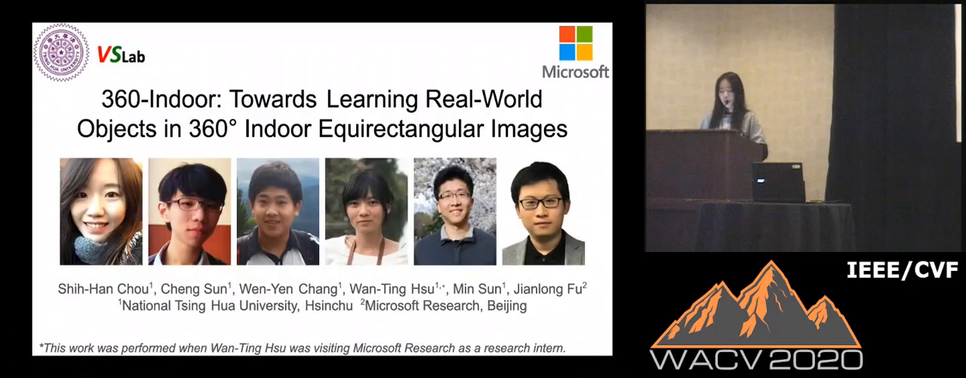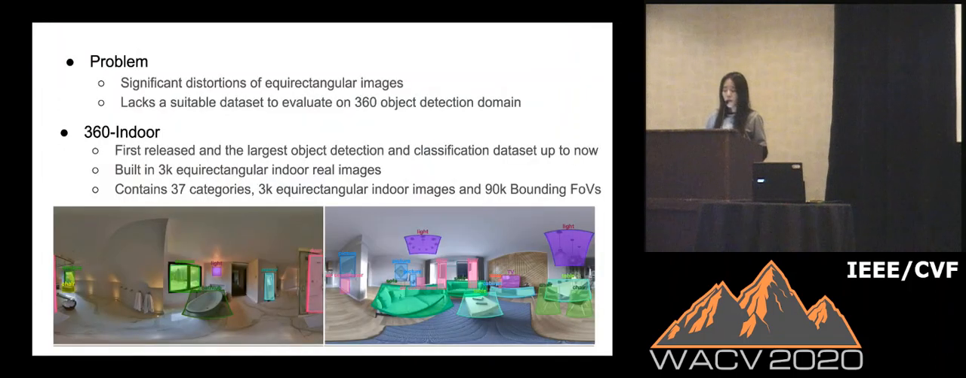Hi everyone, my name is Chun-Han, and today I would like to present our paper, 360 Indoor: Towards Learning Real-World Objects in 360 Indoor Equirectangular Images. With the growing amount of data, there is an increasing interest in computer vision to dig into 360 visual recognition. However, significant distortion of equirectangular images is a crucial problem. In addition, lack of a suitable dataset makes it hard to evaluate the approach.